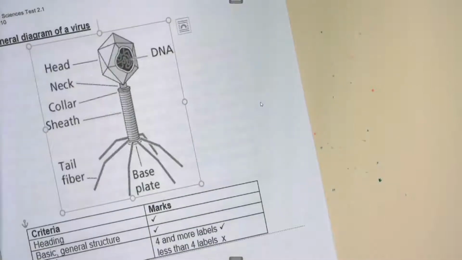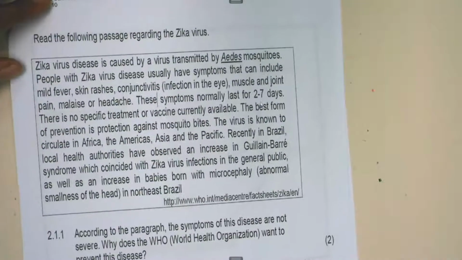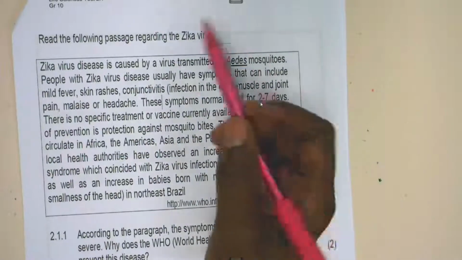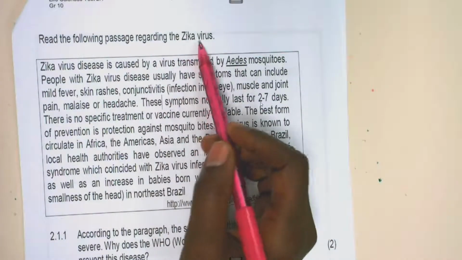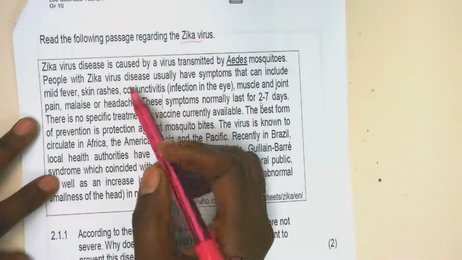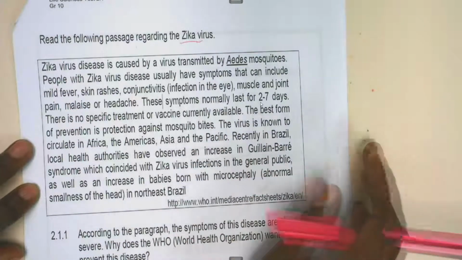Before we move to another microorganism, which is bacteria, I have one of the questions here, which is based on viruses. Okay, so this is what we have. Read the following passage regarding the Zika virus. This is another type of virus. We have an extract here, and after that we have only one question based on this extract.